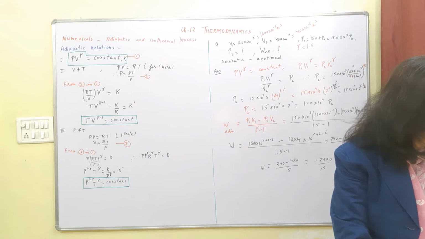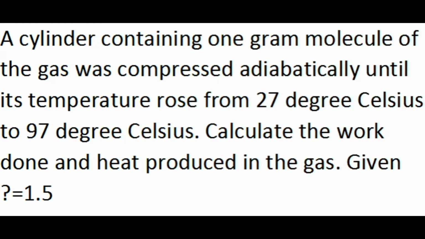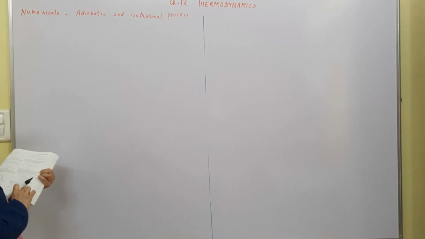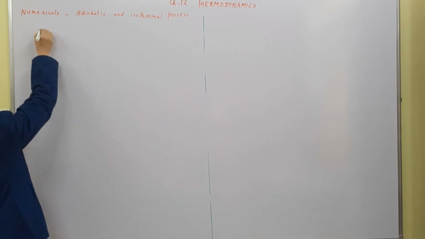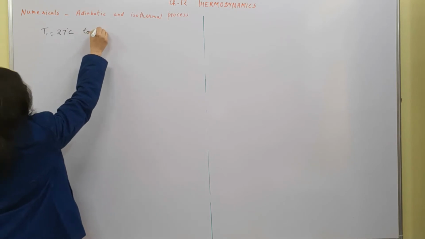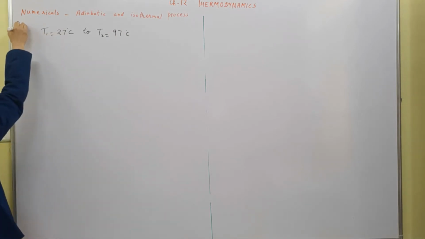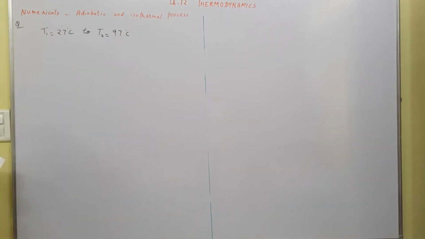Let's take the next question. A cylinder containing 1 gram molecule of gas was compressed adiabatically until its temperature rose from 27 degrees Celsius to 97 degrees Celsius. Calculate the work done and heat produced in the gas.